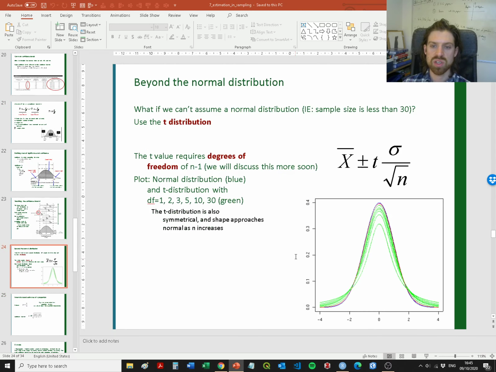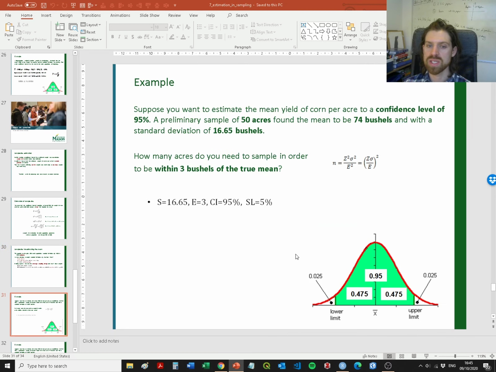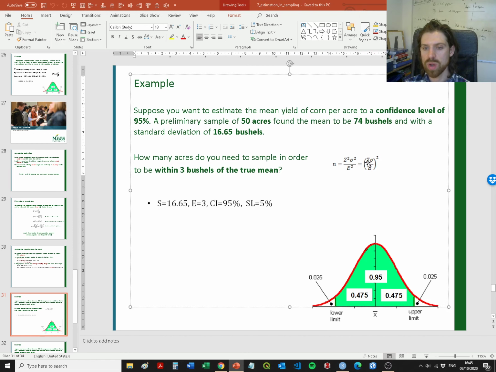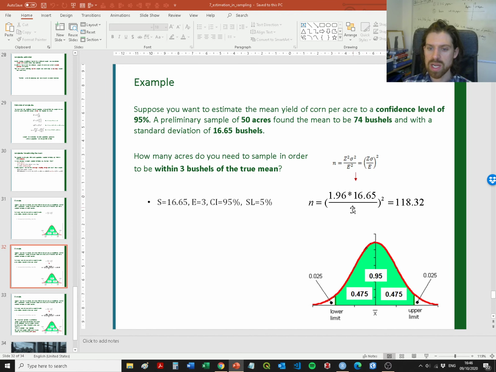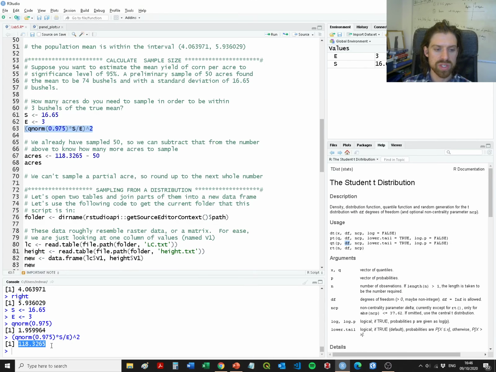So what we end up getting is 118.3265. So let's just go down and look at the math that we did within the lecture that we covered. So here is the example. Essentially, we needed to get the z-score multiplied by sigma, so the standard deviation, divided by the acceptable error margin, and then raised to the power of 2. So this was the calculation that we did, and we got 118.32, which is the same value that we got down here.